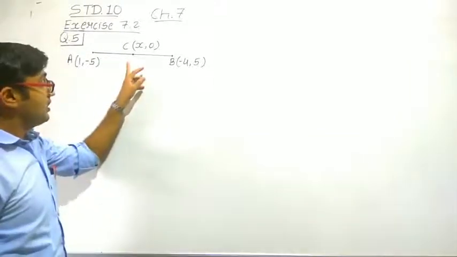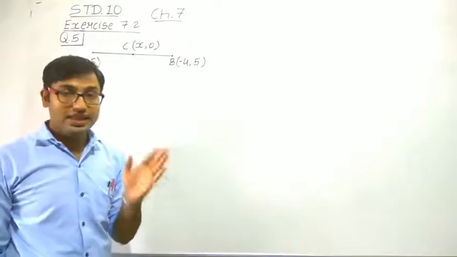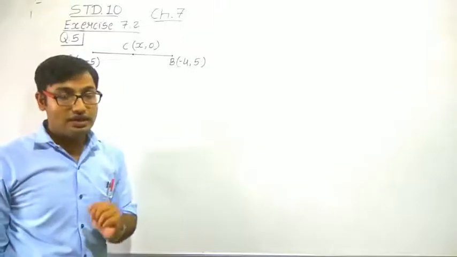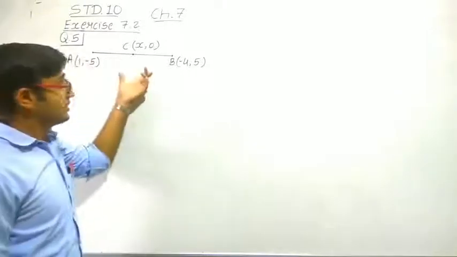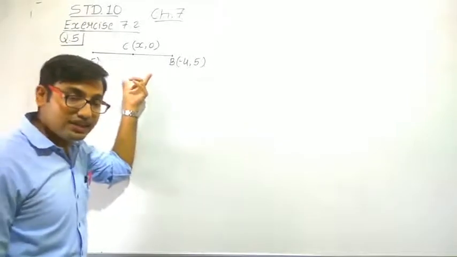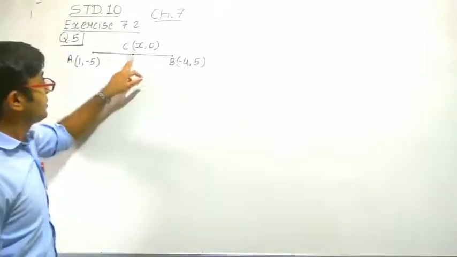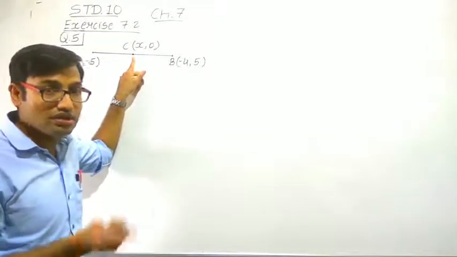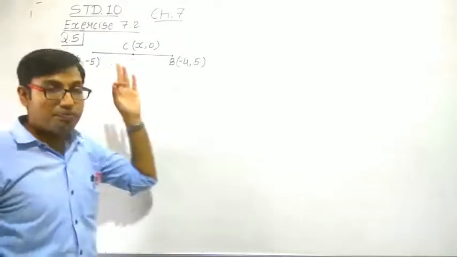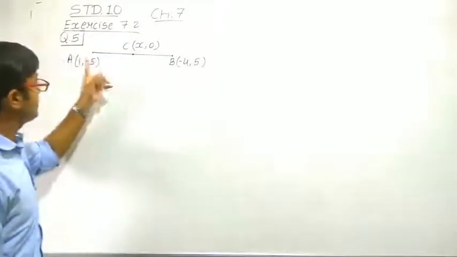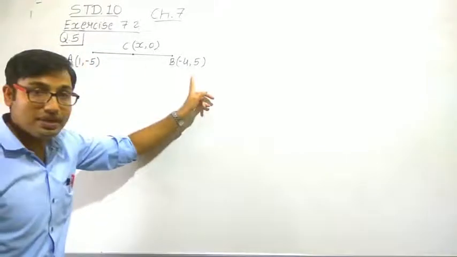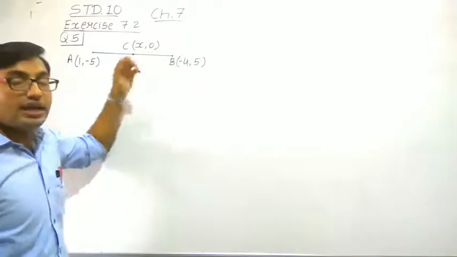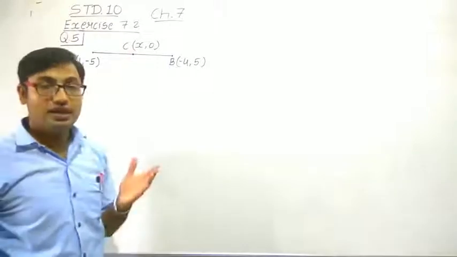But we have given that the point is not given. We have said that the x-axis divides the line segment AB, and we know that when the x-axis divides this line segment, it will intersect in only one point, and the point is on the x-axis, so its y coordinate is 0. So let's suppose the point in which the x-axis divides the line segment joining AB is point C, so its y coordinate is 0, and let's suppose its x coordinate is x.